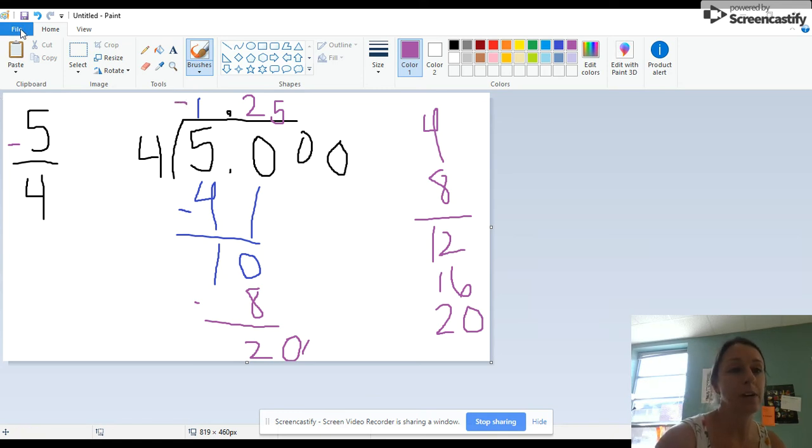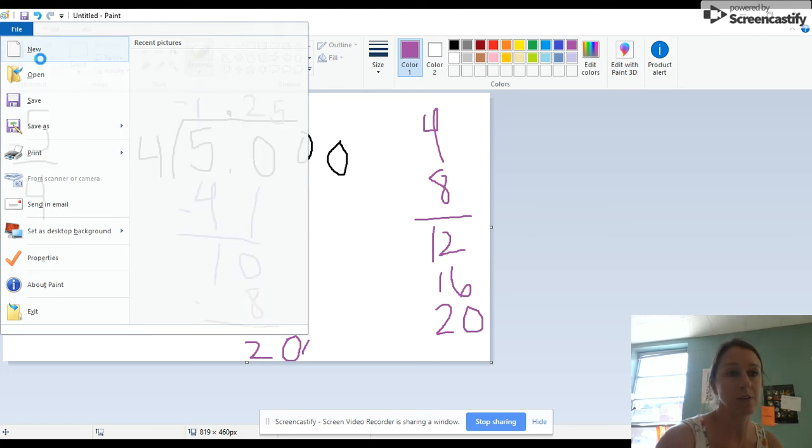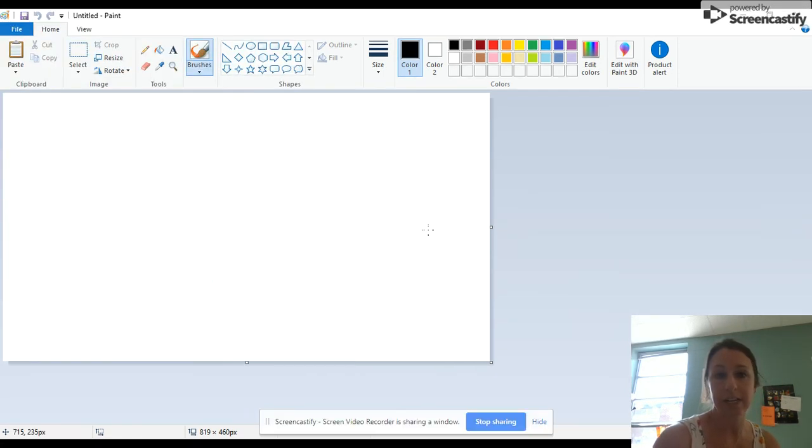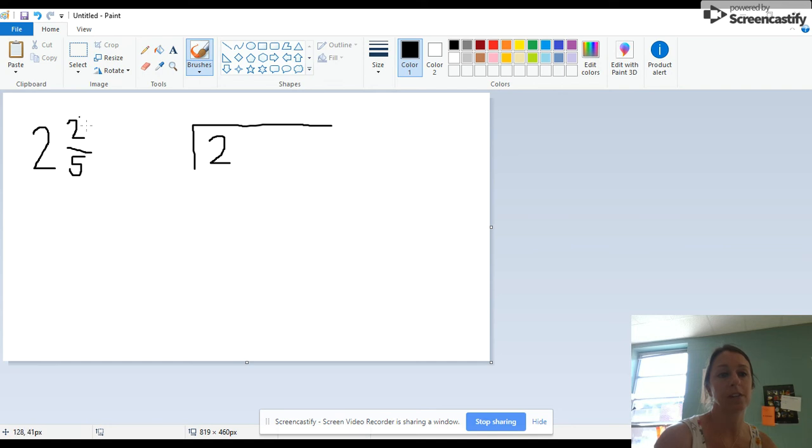All right, let's do one more, as long as my computer is not telling me I'm done. Let's do a mixed number. So 2 and 2/5. Okay. So all we're going to worry about is the fraction. So the top dog is 2, this 2 right here. And 5 decimal 3 zeros.